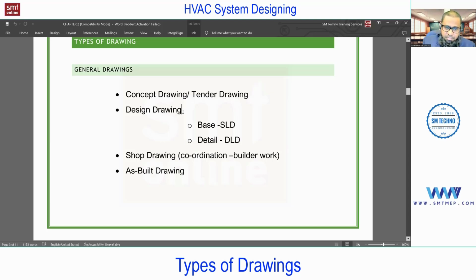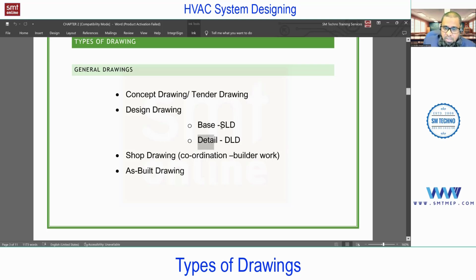Next, based on that concept drawing, the main contractor will provide this concept drawing, nothing but the tender drawing, to the design consultant, who will prepare what? Design drawings. In the design drawing you'll find more details compared with the concept drawing. The concept drawing is just a very initial stage. But in the design drawing you'll find the details, but not the complete details required to complete the work on site. So you may find say 70% information in the design drawing. Again, in the design drawing, you'll find the base drawing as well as the detail drawing.